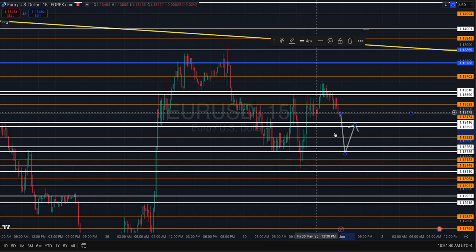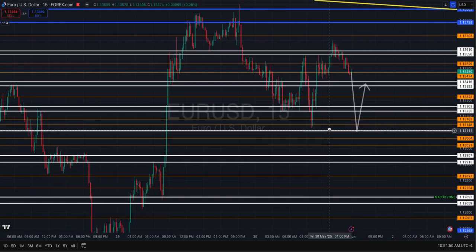You can see the V-like shape. Ideally, what will be awesome here is we tag a level here that I'll find, and then we go back above this, hold that, and then go upwards and onward.